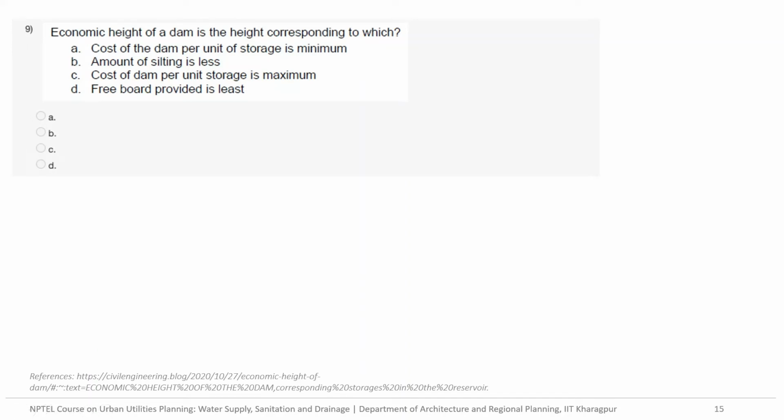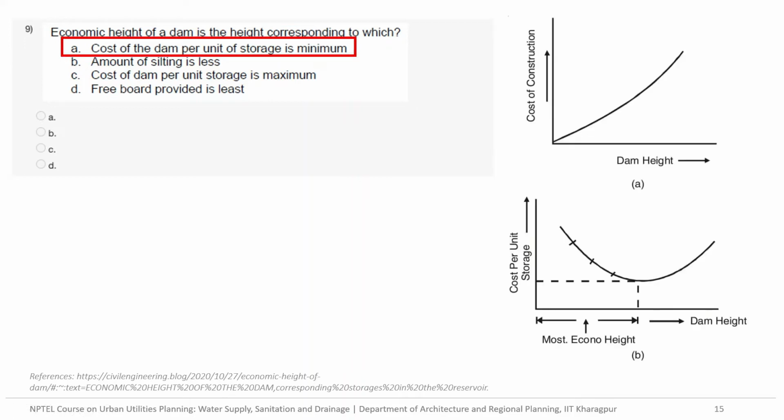The next question. Economic height of a dam is the height corresponding to which? A. Cost of the dam per unit of storage is minimum. B. Amount of silting is less. C. Cost of dam per unit storage is maximum. D. Free board provided is least. So the answer is cost of the dam per unit of storage is minimum.